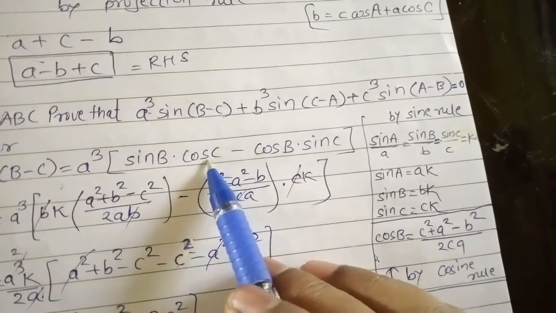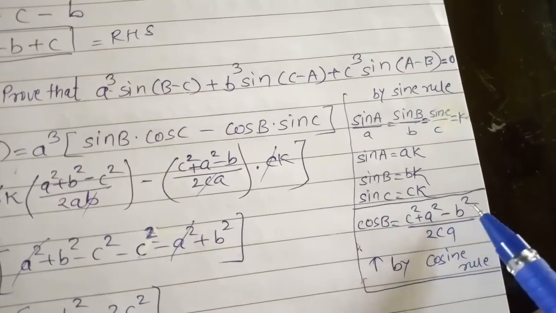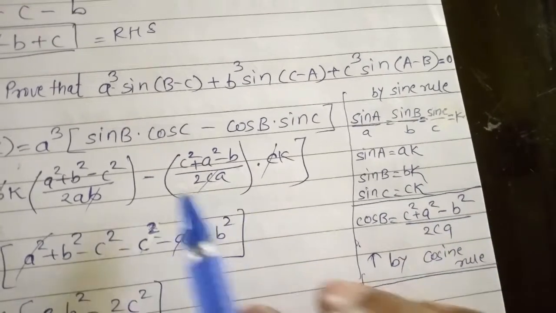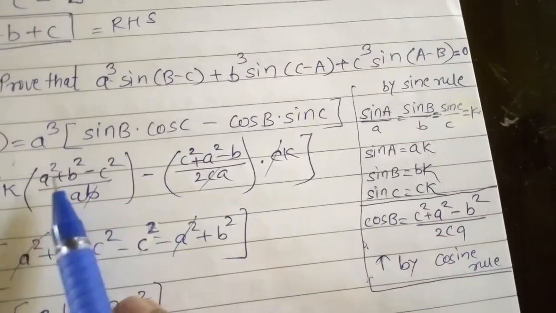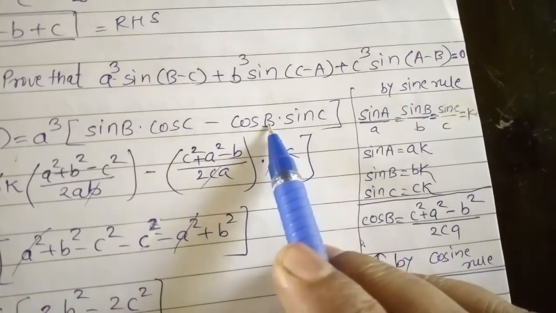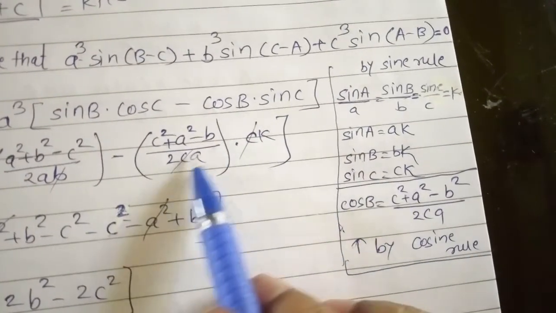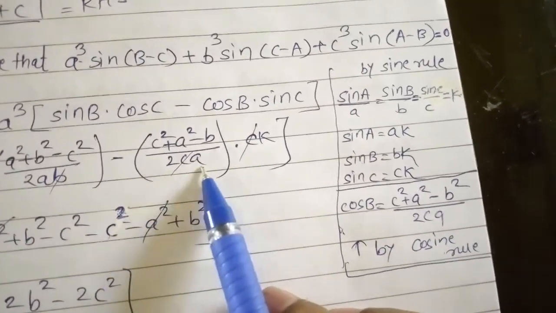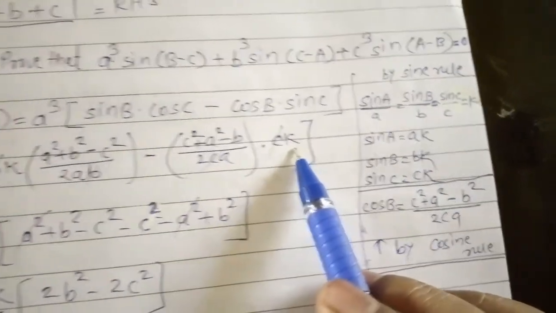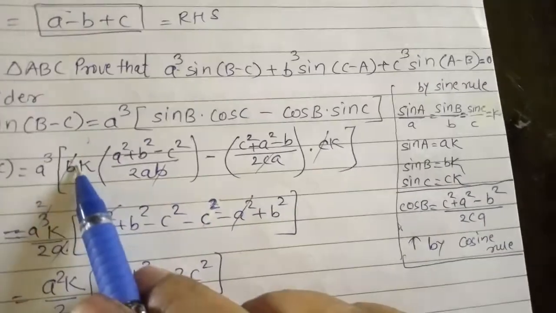Now you know the value of cos B, and the answer comes here like this. Looking at this, we can also find the answer of cos C, that is (a square plus b square minus c square) upon 2ab, minus the value of cos B, which we already found here, that is (c square plus a square minus b square) upon 2ca, and we put down the value of sin C, that is ck. Now see, this c is cancelled with this c, and here b is cancelled with this b.